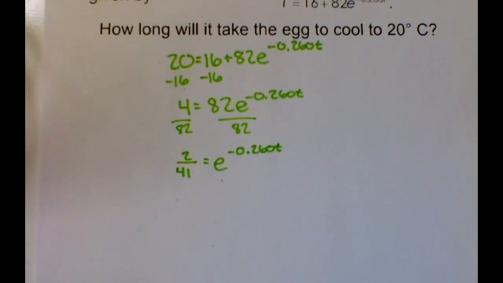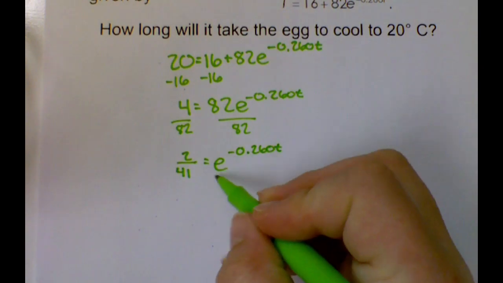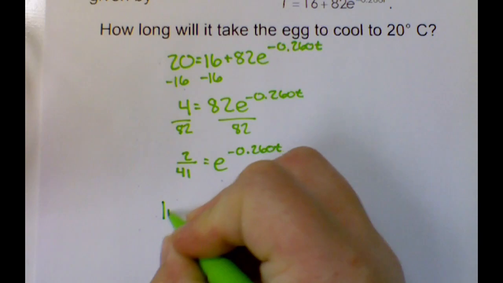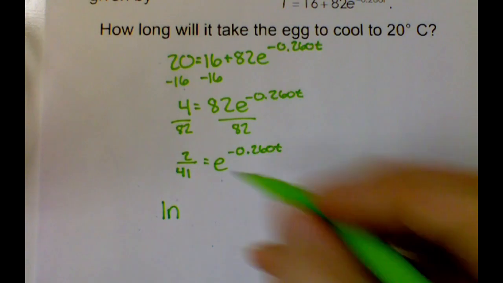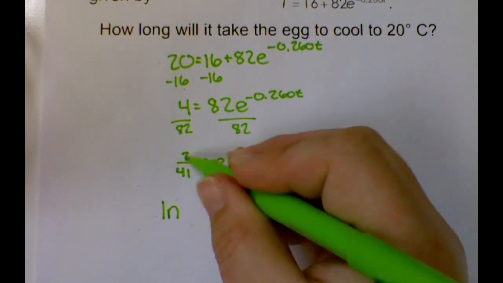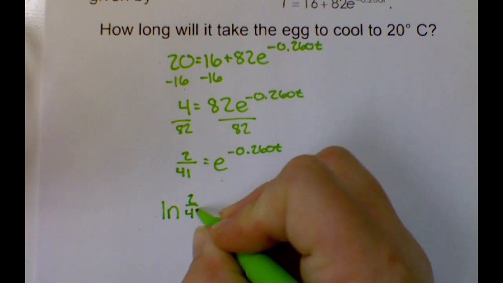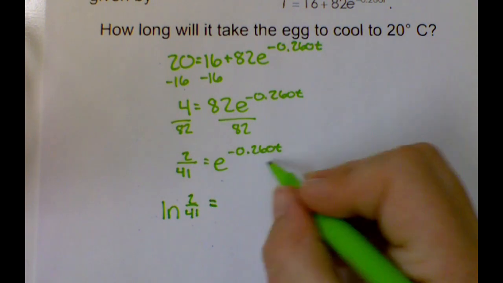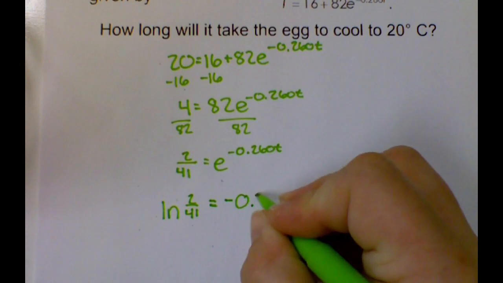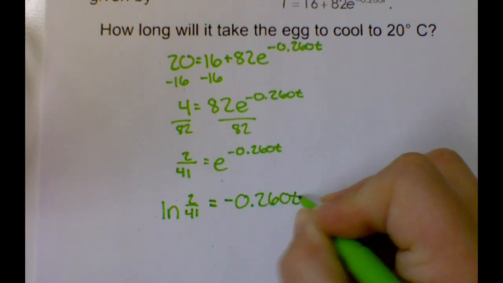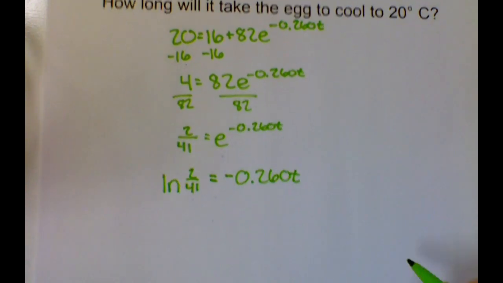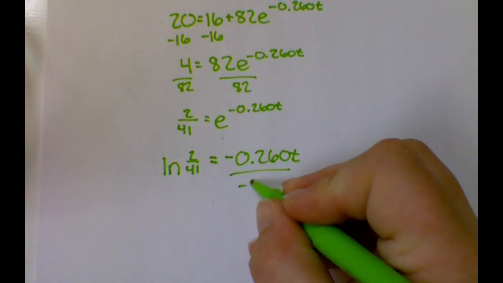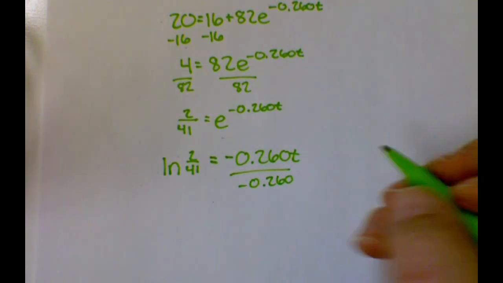Now to get a t out of the exponent, I need to use a logarithm. My logarithm needs to have the same base, so I need a natural logarithm because it has a base of e. Inside of that is what it equals, so 2 over 41. My logarithm equals the exponent, which is negative 0.260 t. Now to get t totally by itself, I'm going to divide by negative 0.260.